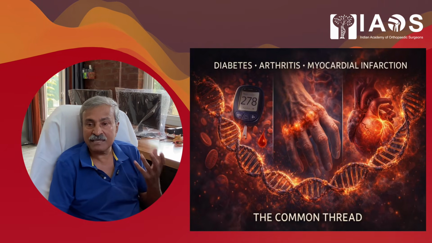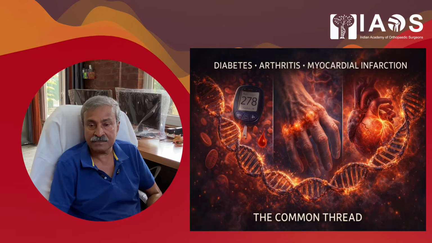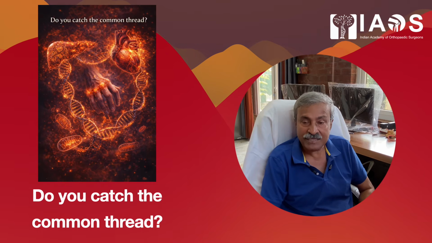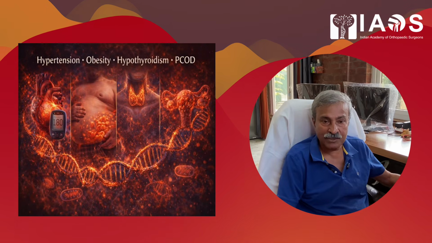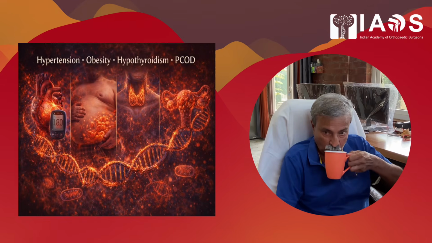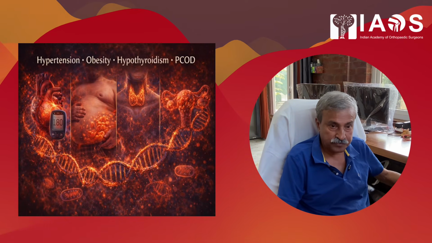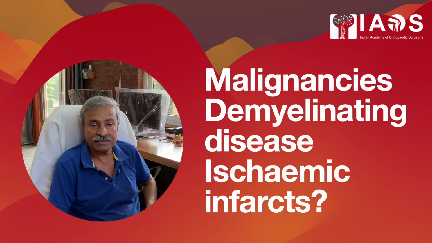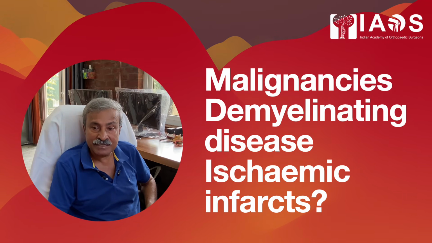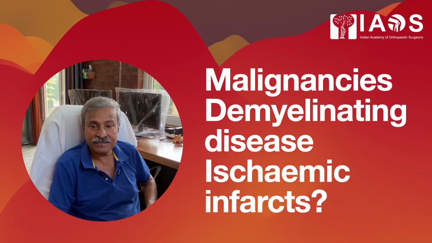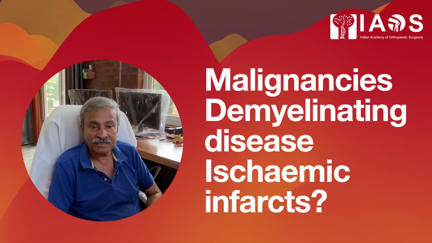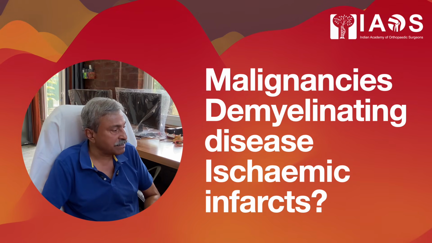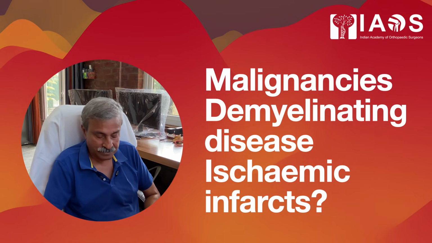Now let us see diabetes, arthritis, myocardial infarction. Can you see the common thread? Do you catch the common thread? Here we go again: hypertension, obesity, hypothyroidism, PCOD, malignancies, demyelinating disease, ischemic heart infarct. All these are related and move from one end of the spectrum to the other.